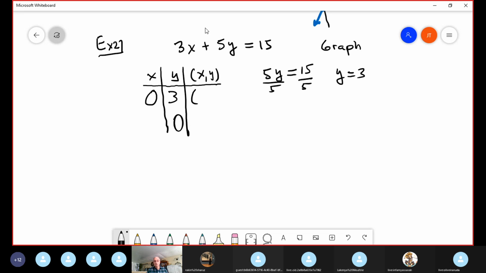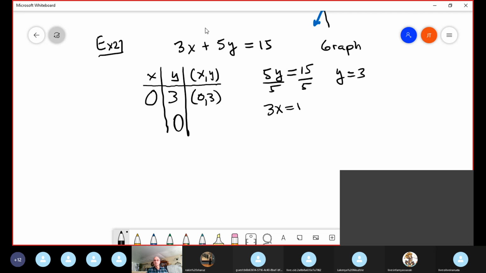So, 0,3. Okay, likewise, 0 in y, substitution here, y disappears, that part, and the equation is now 3x equals 15, no?